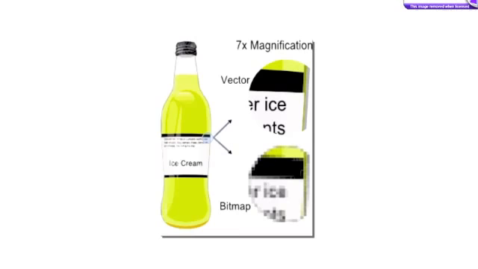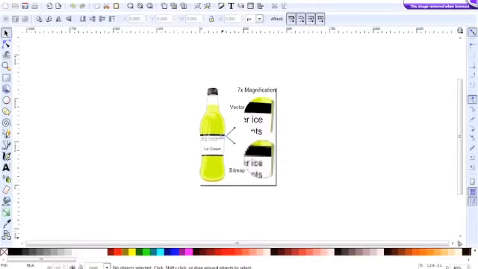So you can see what I actually mean by that. Here's an example of a bottle of ice cream, which is very strange, but there we go. And down here you can see the bitmap, which has been magnified 7 times, of the writing on the bottle. And in fact you can't see it because it is completely blurred and pixelated.